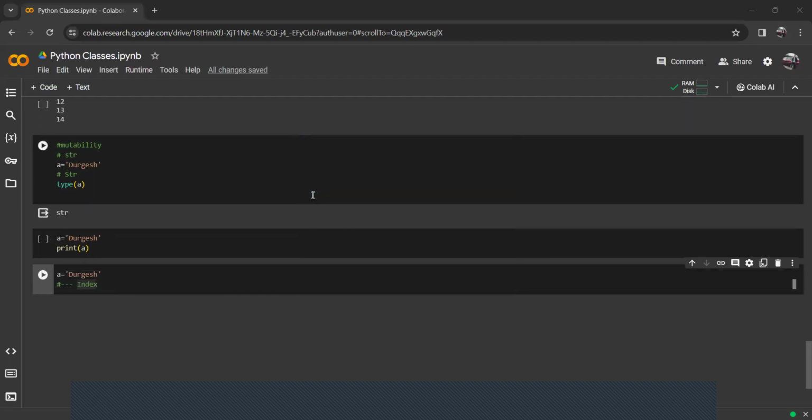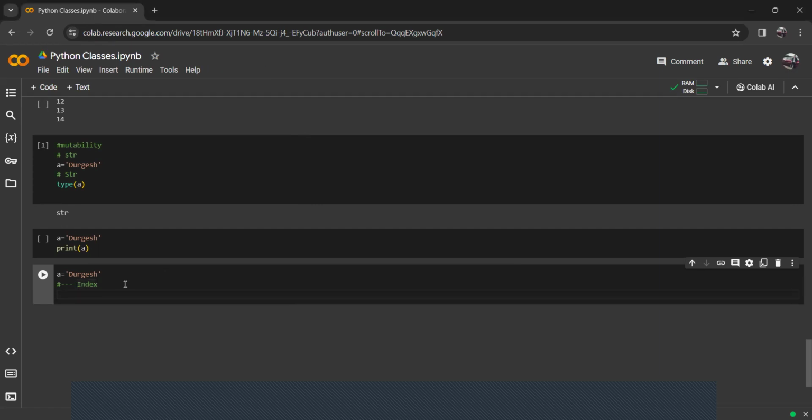So how many of you know what is index? What is index in Python? Okay. So I will tell you what is index in Python. Suppose it is A is equal to Durgesh. Now, in Python, index starts from 0. So it's basically the position of the letters that are holding that place. So D is at 0th position, then U is at first position, R is at second position. So index starts from value 0.